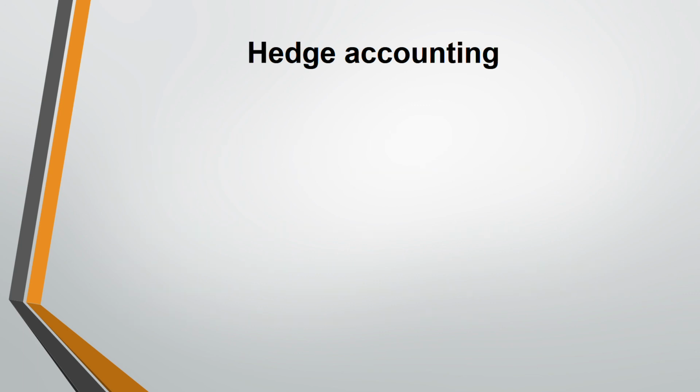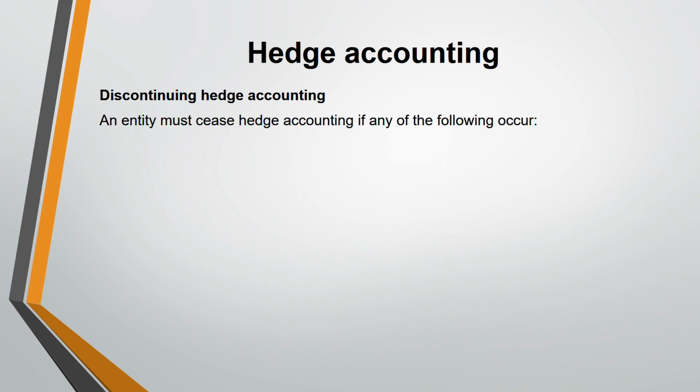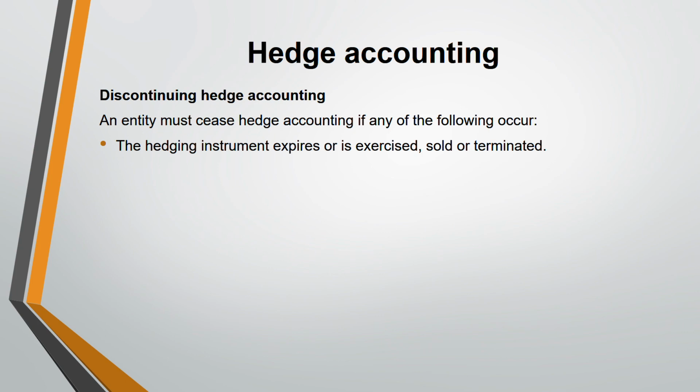Now, discontinuing hedge accounting. You cannot use hedge accounting forever. There are some conditions where, if they are no longer met, you cannot continue hedge accounting, so you discontinue. These are the following conditions. For example, the hedging instrument, that means the derivative, let's say it got expired. Let's say your option got expired, or the option is exercised, or you have sold the option, or it's terminated. Hedge accounting you also cannot use. Or the hedge no longer meets the hedging criteria, then also you cannot use hedge accounting.